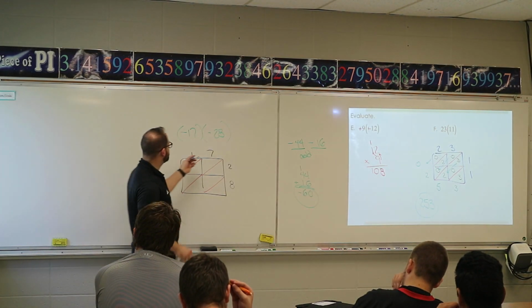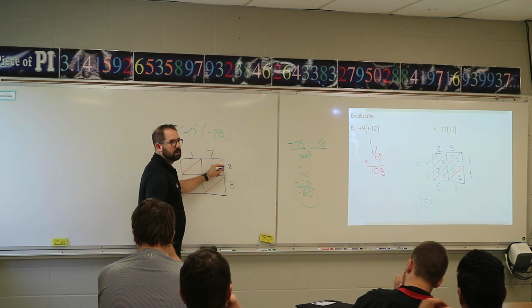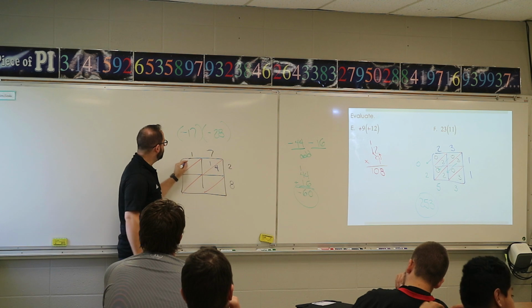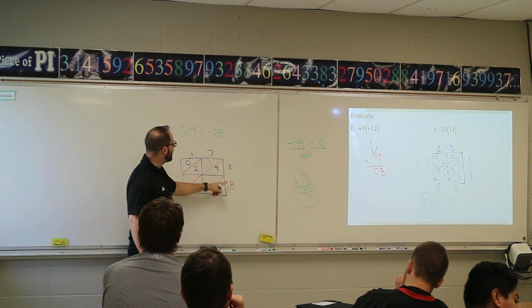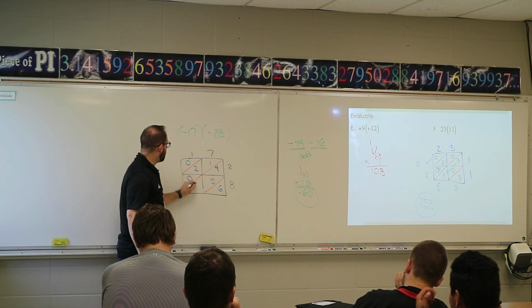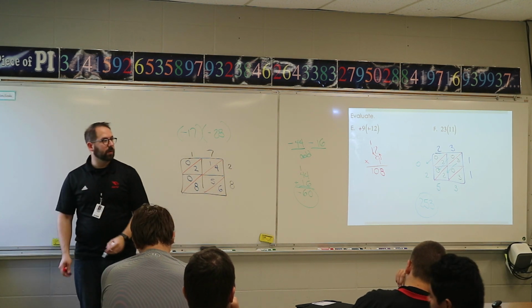So 2 times 7, 14. So that's a 1, 4. Next, 1 times 2 is 2. 7 times 8, 56. And 1 times 8 is 8. Okay, so here's where we're at.